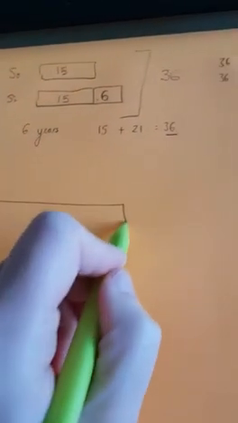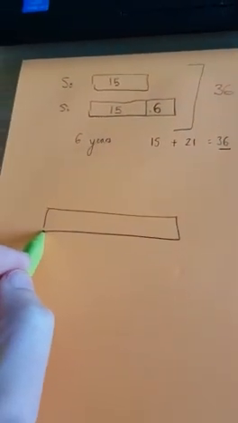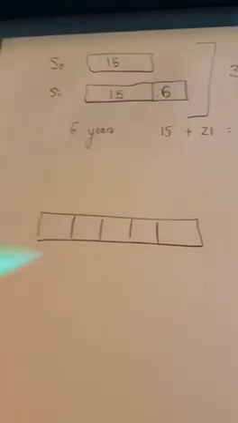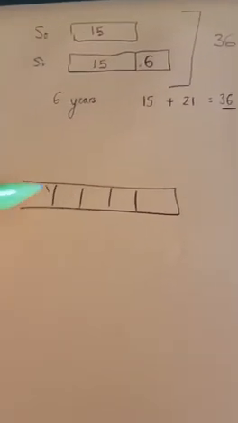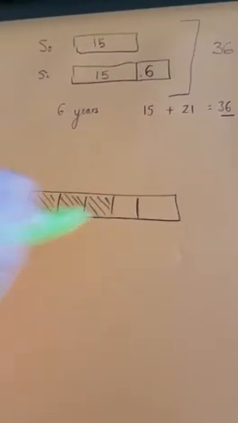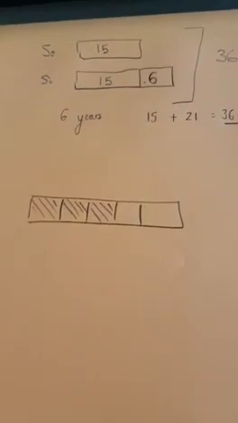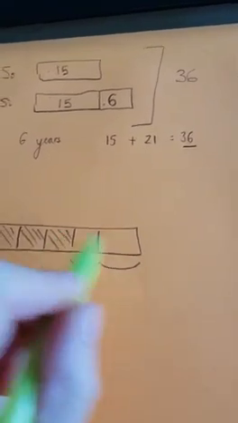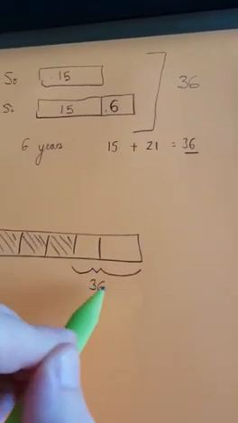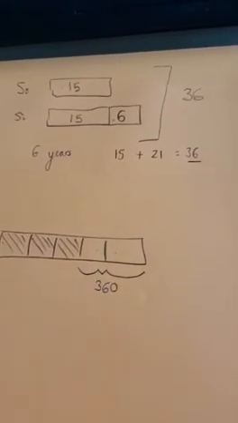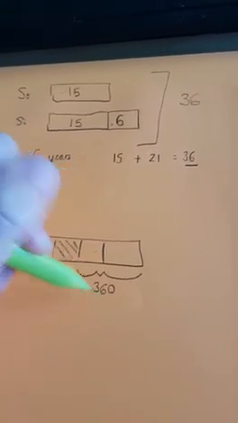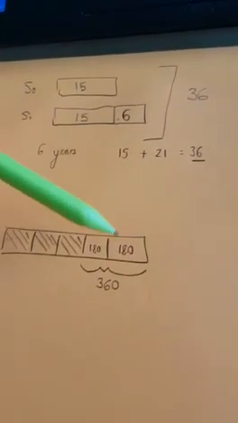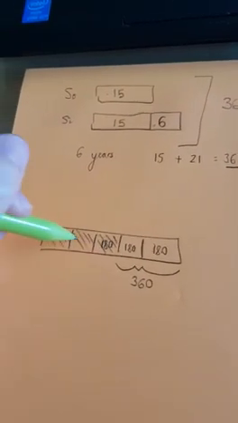let's draw a bar, and we're talking about fifths. He uses 3/5, which means we need to split the bar into 5 pieces. He uses 3/5, which is 1, 2, 3. So that's gone. He has 360 grams left. So these two parts here, these 2/5, equal 360. If you do 360 divided by 2, you get 180. So each part is worth 180.